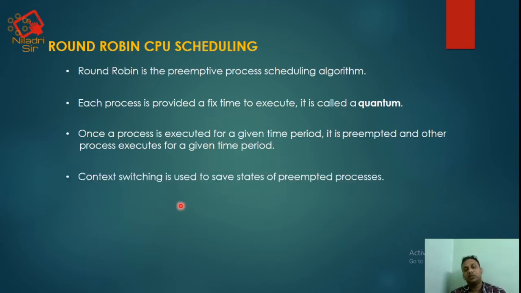Context switching is used to save states of preempted processes. What is context switching? Context switching is basically when a process changes its state. When it comes back to the previous state, the process's state is saved so that it can be remembered. This is called a context switch.